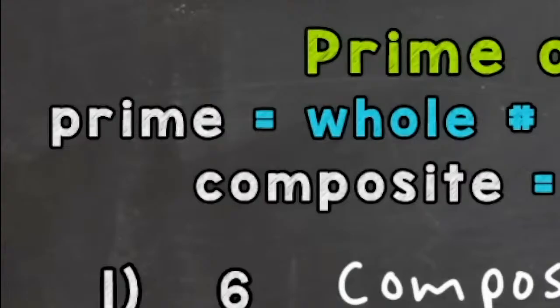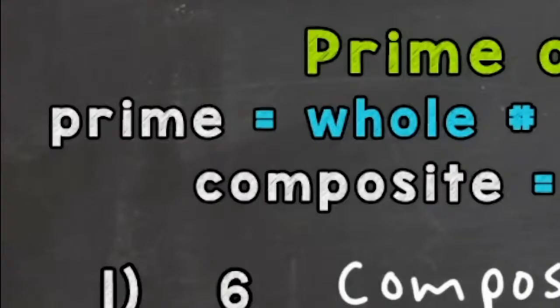Let's take a look at number 5. 15, again, don't just think because it's odd that it's going to be a prime number. 1 and 15, also 3 and 5 are factors. 5 times 3 or 3 times 5 equals 15. So 15 is composite. Now 5 on the other hand, the only factors of 5 are 1 and 5. So 5 is prime.